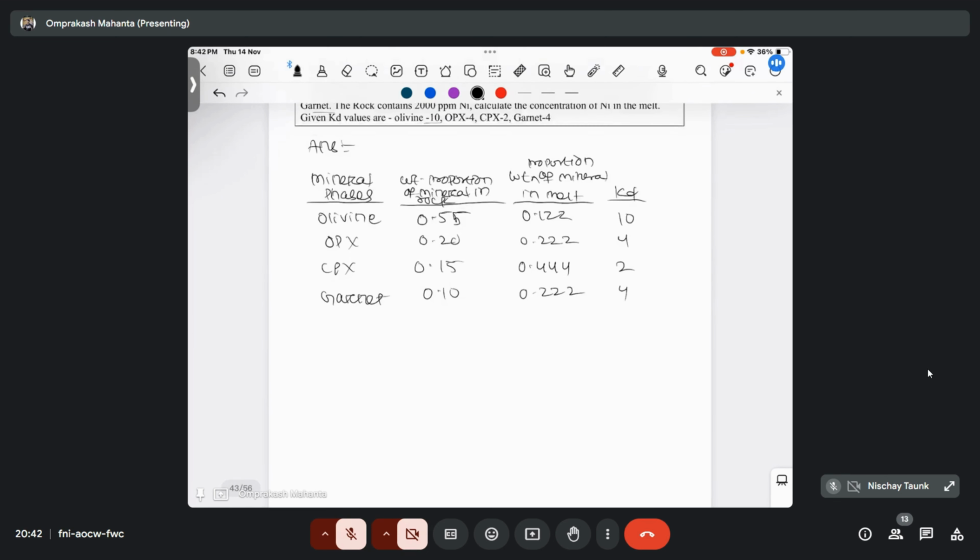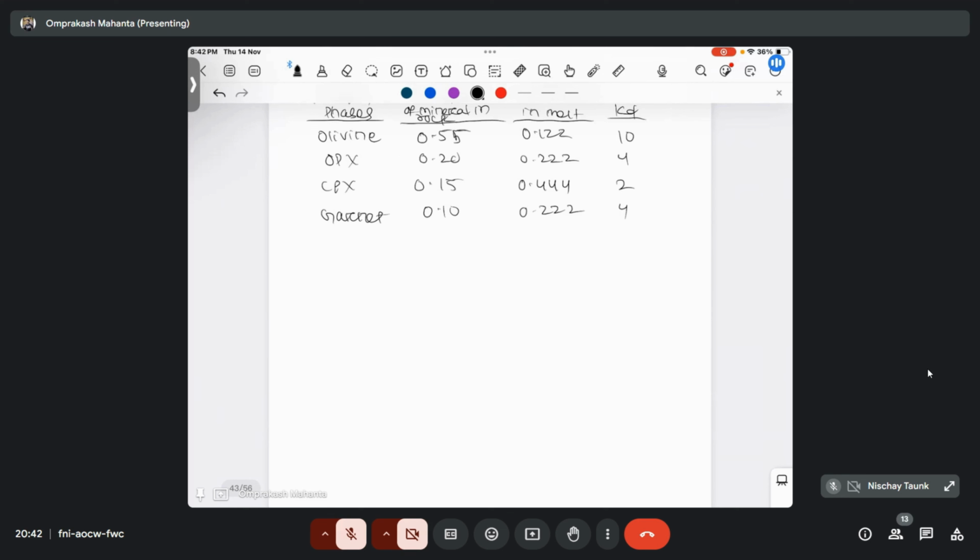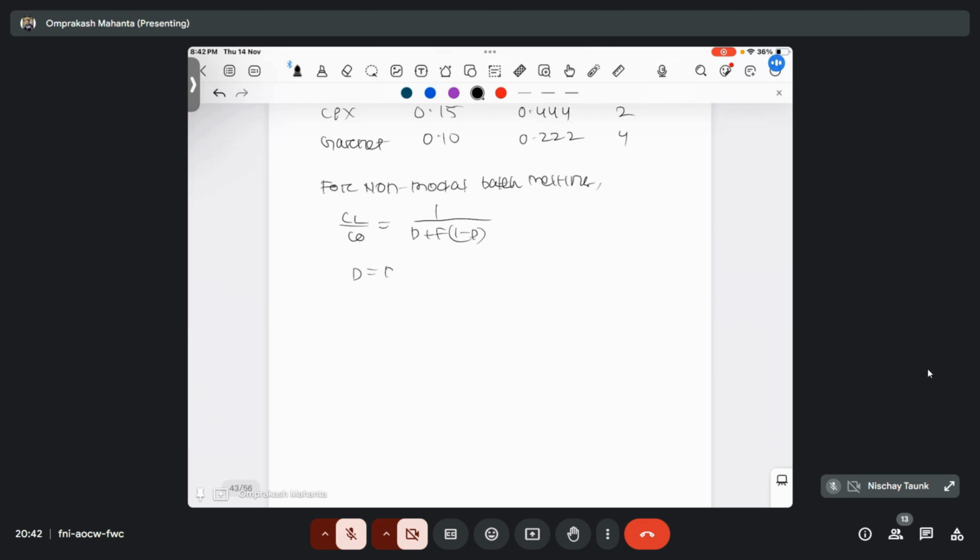Now, what is the formula for non-modal melting? I told you, for non-modal batch melting, the formula is Cl by C0 equals 1 by D plus F into 1 minus P. Here D is your bulk distribution coefficient for modal melting, and for non-modal that's your P, the bulk distribution coefficient for non-modal melting. So we need to find both of these values.